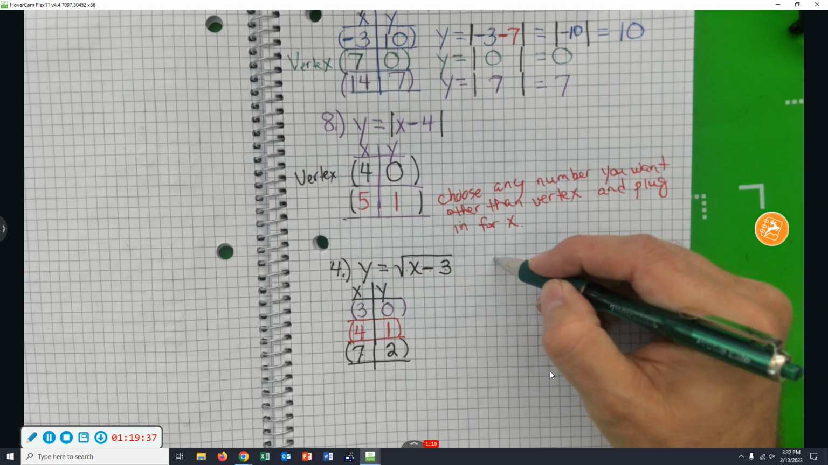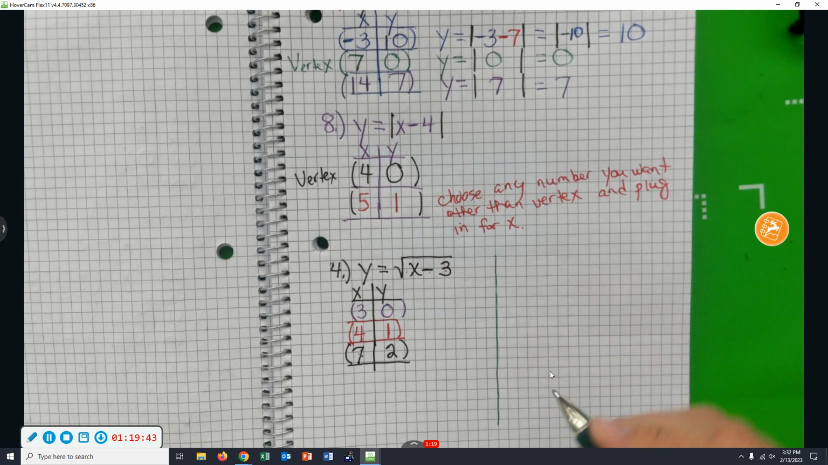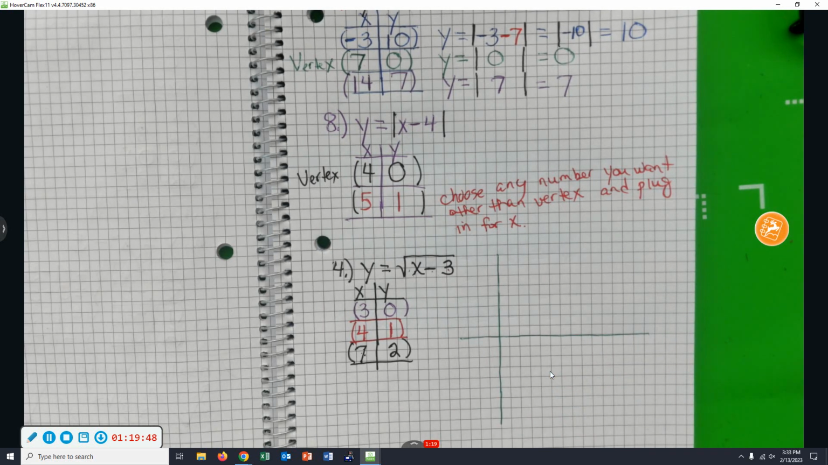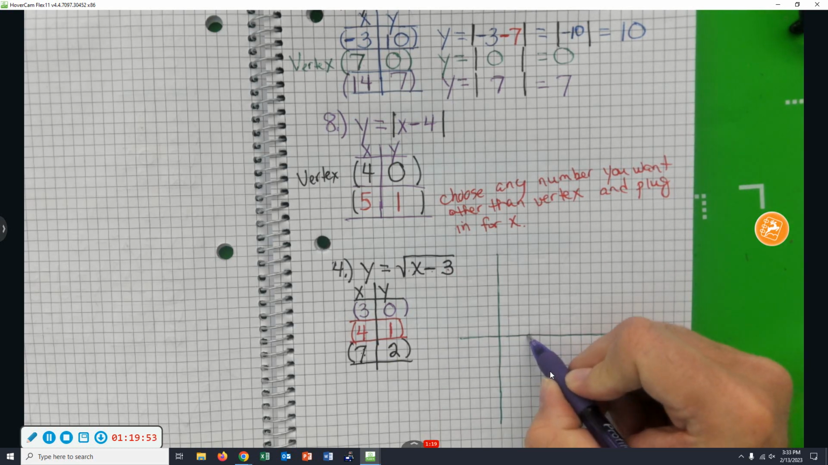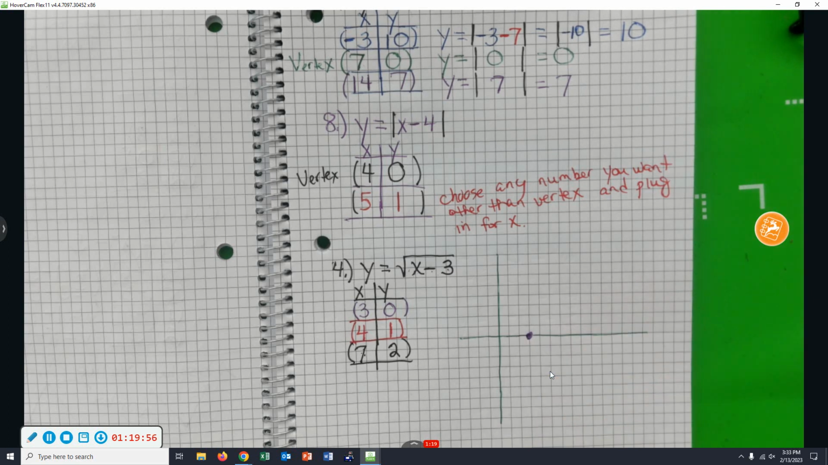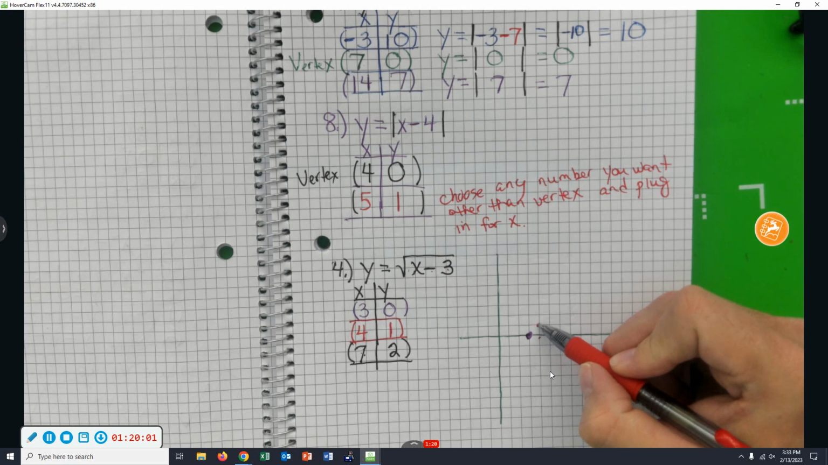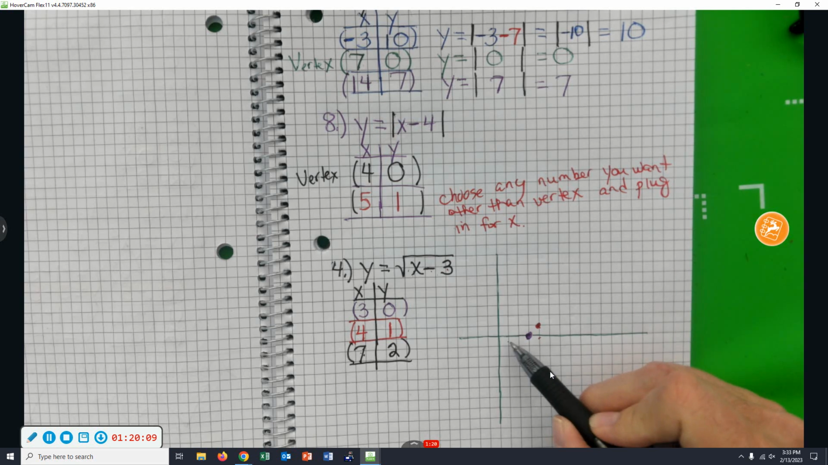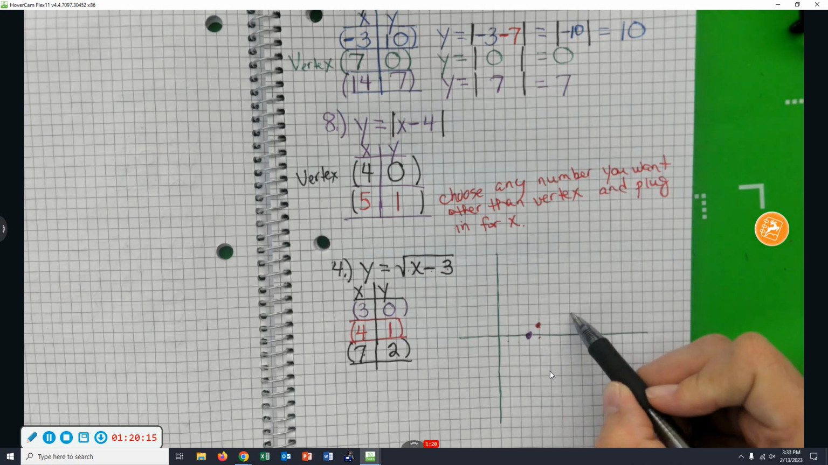If I just started, now I'm doing this the old-fashioned way. I draw out my rectangular coordinate system and just start plotting. Right 3 up 0. 1, 2, 3. Right 4 up 1. Let's see, what's that next one? Right 7 up 2. 1, 2, 3, 4, 5, 6, 7. Up 2.